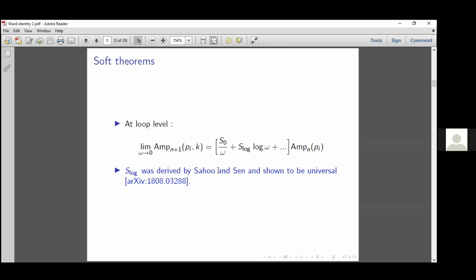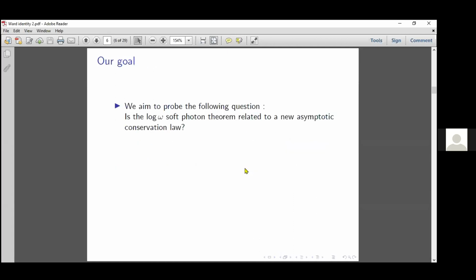And in 2018, Sahoo and Sen derived the subleading soft photon theorem for loop amplitudes. This term goes like log omega. They showed that S log is universal. Okay. Now the question that we want to ask is this: is the log omega soft photon theorem also related to a new asymptotic conservation law? Okay, so we'll work in massless scalar QED, and the coefficient of the log omega term takes the following form.